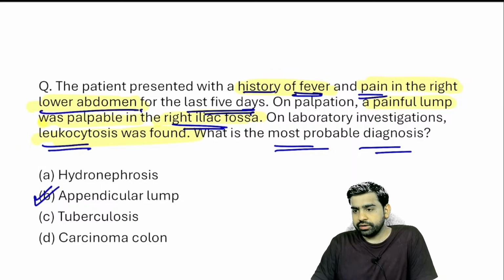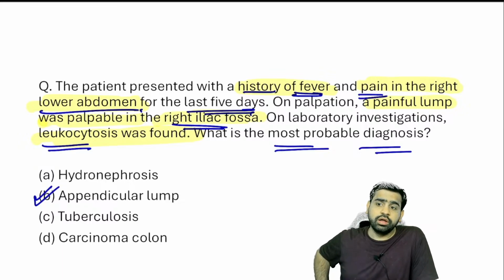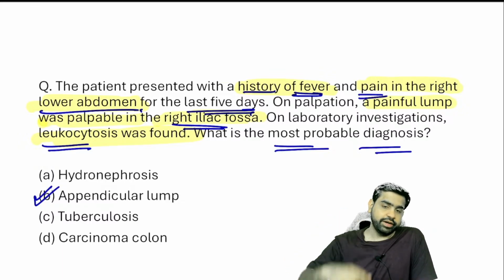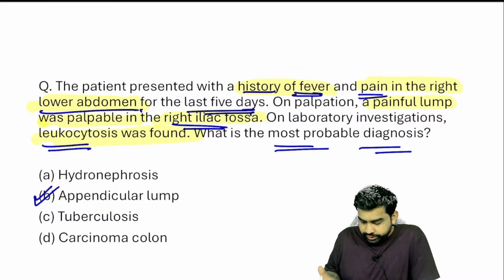So what is this particular description of the appendicular lump? As you can see over here, there is a history of fever and pain in the right lower abdomen, and the lump is palpated in the right iliac fossa, and on the blood test the TLC counts are elevated. In the question itself they have given you that there is a painful lump. So yeah, this is an appendicular lump.